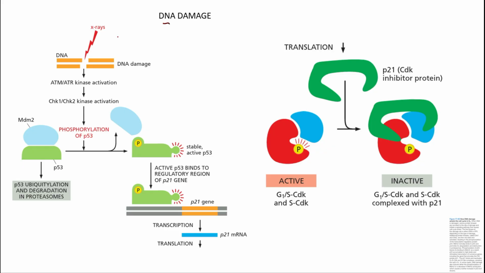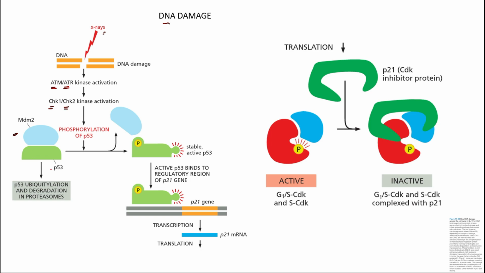If there are X-rays, or due to some chemicals there is damage in the DNA, it activates the kinases ATM and ATR. This further activates kinases like CHK1 as well as CHK2. So how does this work? What happens after CHK1 and CHK2 are activated? Like we have already discussed, there will be activation of P53. So how is this P53 regulated? It is regulated by another protein known as MDM2.